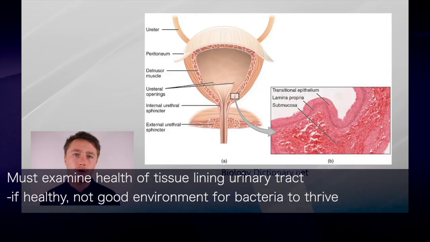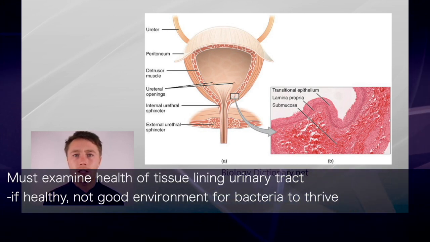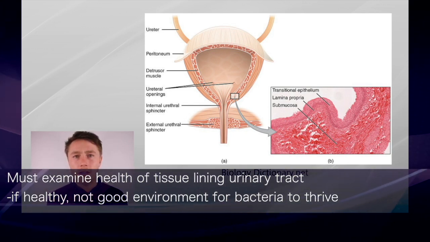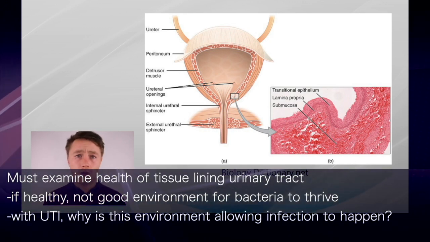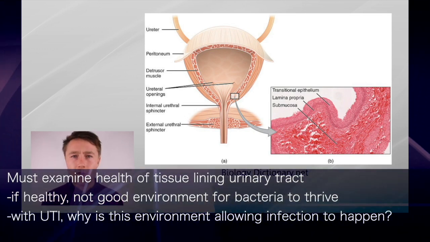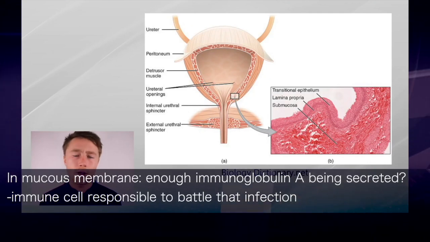In the context of chronic urinary tract infections, I believe it's of critical importance to examine the health of the tissue which lines the urinary tract. This is essentially because if the tissue is healthy, then it's probably not going to be a very hospitable environment for bacteria to thrive in. So if there is a chronic urinary tract infection, we need to be looking at why the environment is allowing that to happen. Examine the health of the mucous membranes.